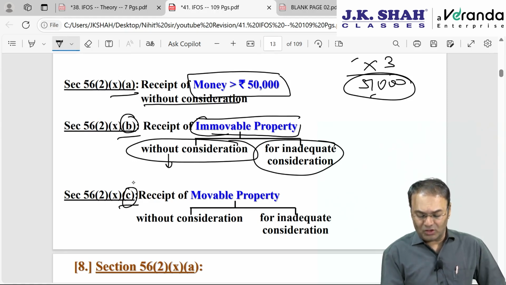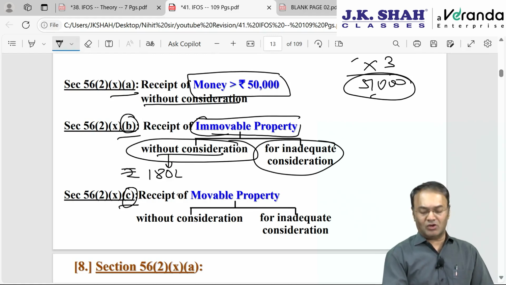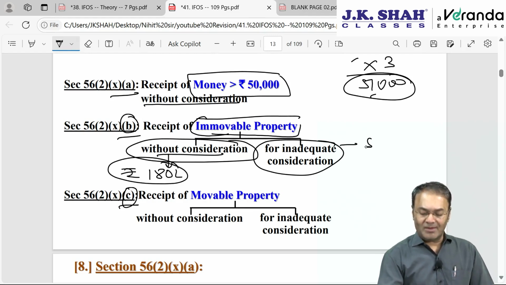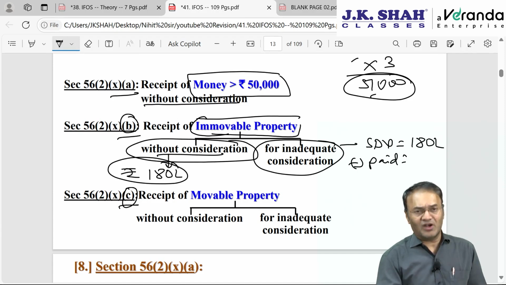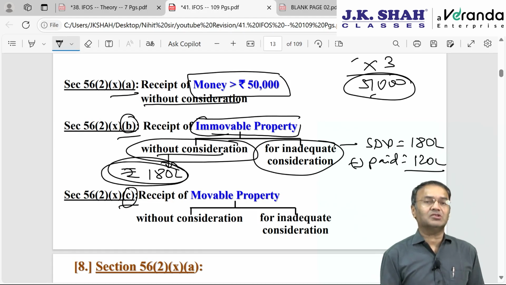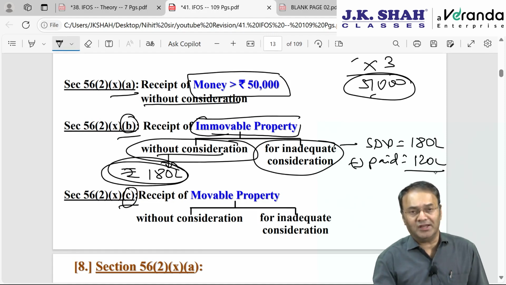Here the stamp duty value is, for example, 180 lakh, 1 crore 80 lakh rupees worth of flat. If I received it free of cost, then the entire 1 crore 80 lakh will be taxable. And if the stamp duty value is 1 crore 80 lakh and the amount paid by me to acquire the flat, of course subject to exception, is only 120 lakh, then whatever is the benefit to me. What is the benefit if I receive free of cost? The entire value is the benefit for me. And if I receive a 180 lakh worth flat for 120 lakh, then my benefit is 60. Whatever is the benefit, friends, that much will be taxable.